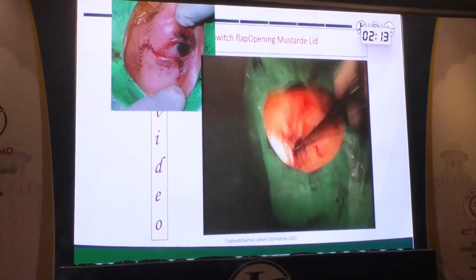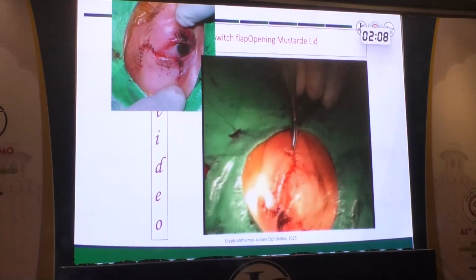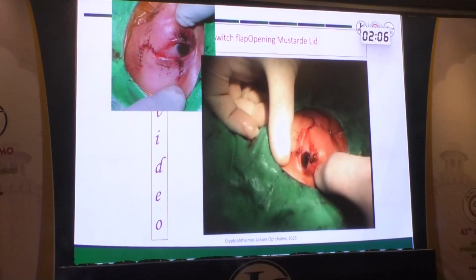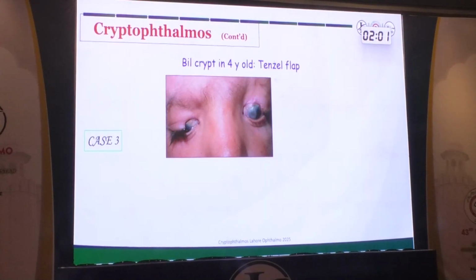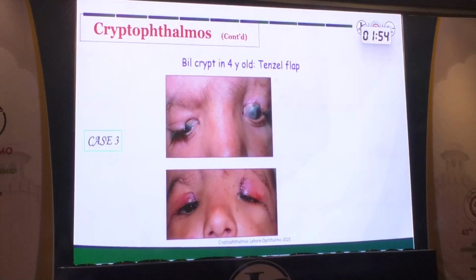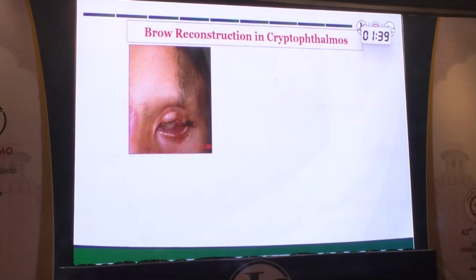I have always found the lid switch flap better than the traditional Cutler-Beard flap, which we have been doing mostly. This is another case of bilateral cryptophthalmos in a 4-year-old. The defect was about one third, and I did a tensor flap, and this was the result where you can see a nice upper lid. Luckily, he had a normal cornea on the right side, and on the left there was a bit of haze, but the results were really good.